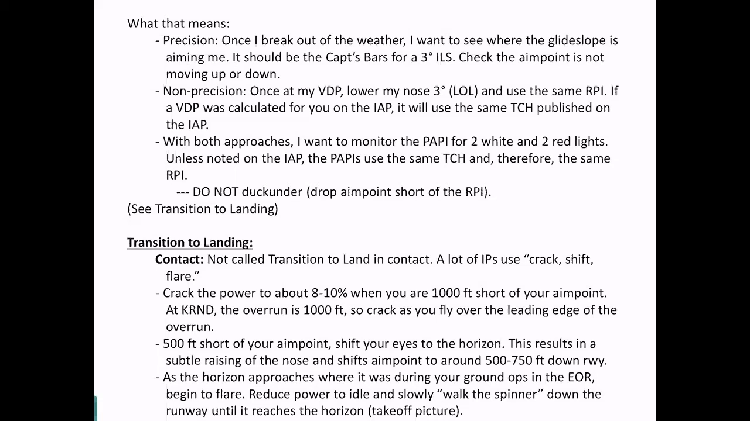And then I call it walking the spinner down the runway, okay? I'm gonna pick the nose up and move that spinner a little further down, until it's either at the end of the runway or it's on the horizon, preferably on the horizon, my takeoff picture. If we've done this right, the airplane is only 2 or 3 inches above the ground. And as it runs out of flying airspeed, it just settles nice and gently to the runway. That's what we're looking for.